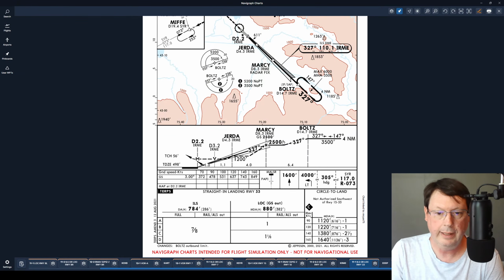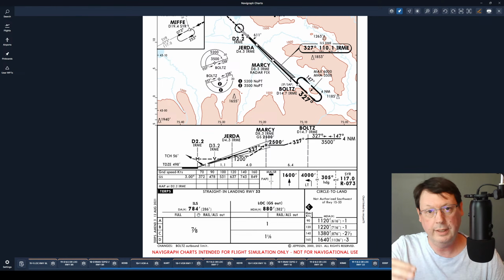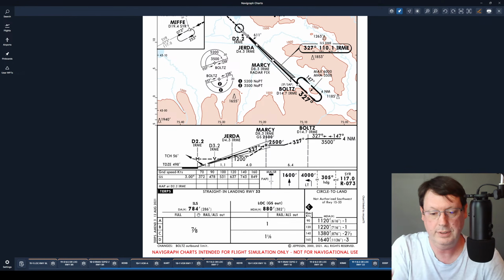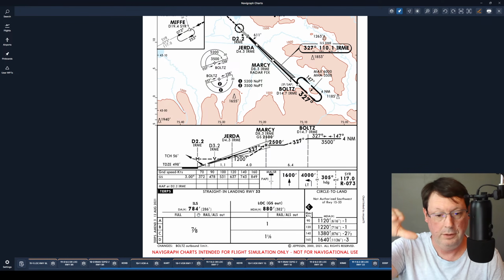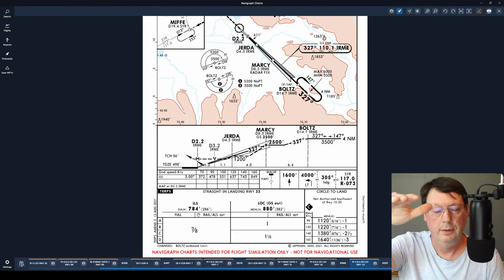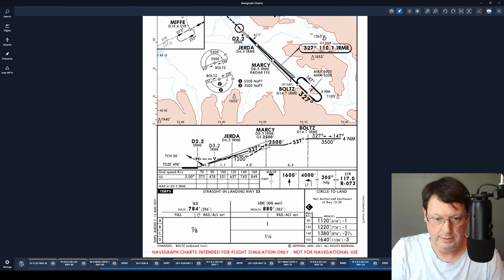So you would fly inbound 327 down to this 784 foot altitude with your needles centered. You know, you've got your needles centered on your OBS, and you come down. If you see the runway environment before 784 feet, you go ahead and land. If you don't, then you go missed.